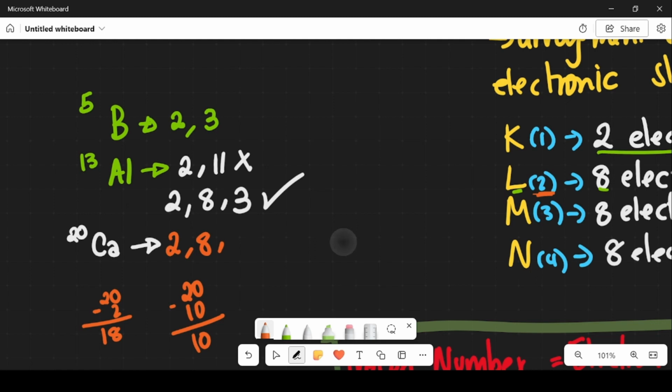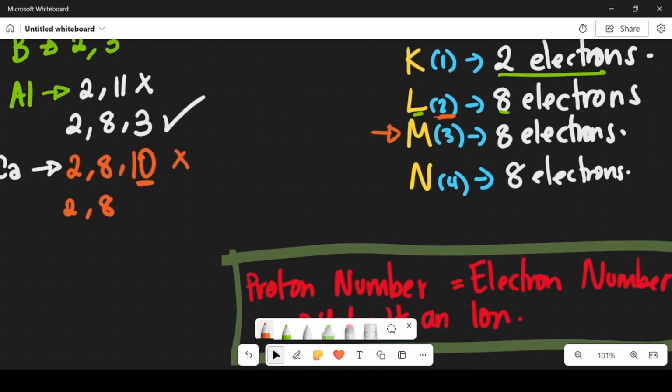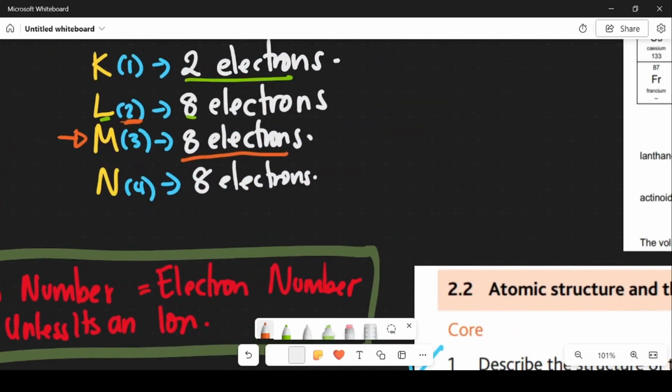So, I can't put my 10 here like this. Absolutely not. So what is the right way to do it? We've come from 2 to 8, but for this 10, remember your third shell cannot contain more than 8 electrons. So the third shell will also contain 8 electrons. If I count 2 plus 8, which is 10, 10 plus 8, which is 18, so I just put my 2 here. So this is the correct configuration of your calcium atom, basically.